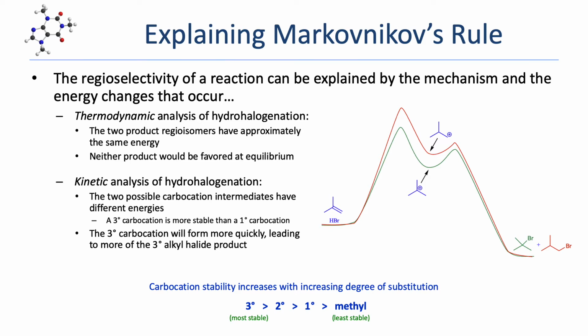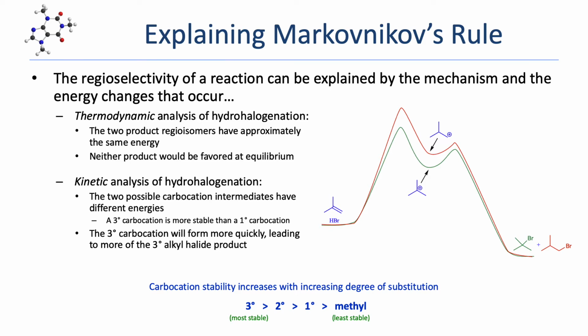And of course, since both products are being made from the same reactants, that means that the reactants in each case have the same energy. So if the two different products have the same energy, and the reactants are the same to make either one, that means that just as much energy is being released in forming the green product, the major product, as is the red product, the minor product. And that means that at equilibrium, the same amount of each product will form. Well, that just means that the reaction is not under thermodynamic control.